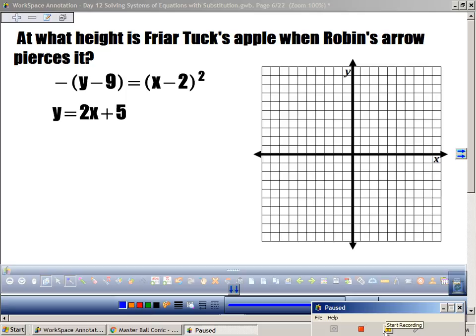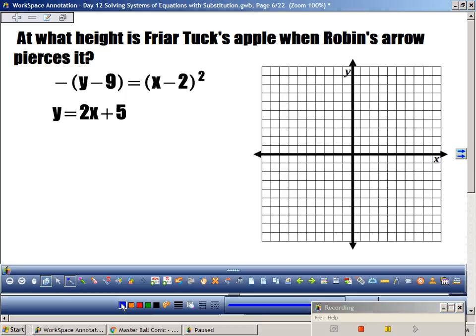Okay, so I want to find at what height is Friar Tuck's apple when Robin's arrow pierces it. All right, so let's figure out what the apple's doing first. This one's the apple, right? So let's graph the apple. Can you guys make sense of that equation right there? It's a parabola, right? What's its vertex?